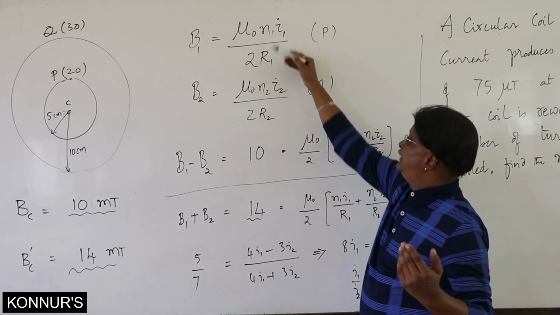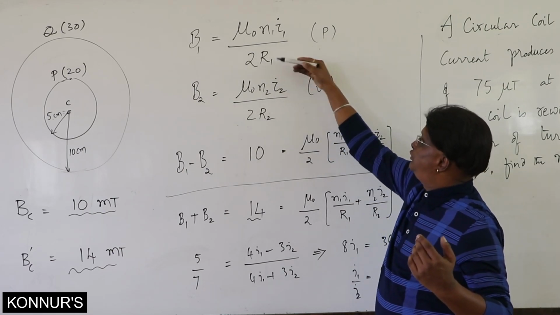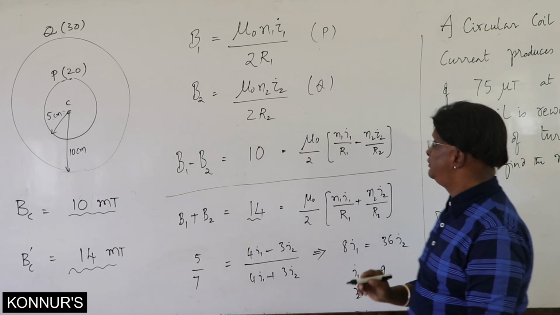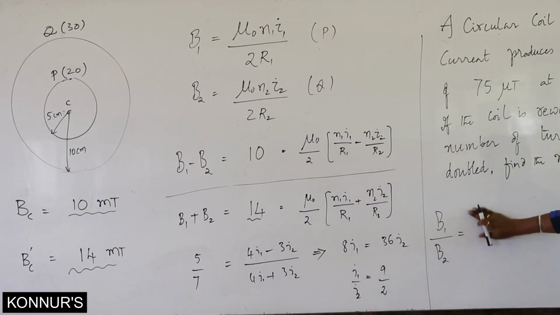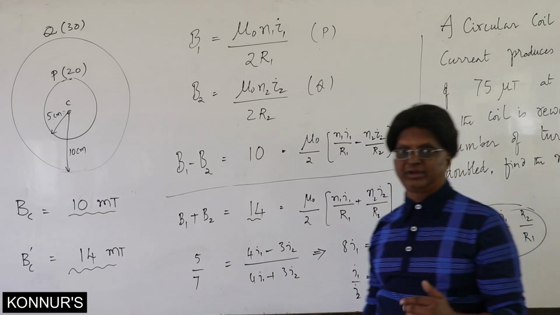Supposing N1, N2, I1, I2 are given, you will be asked the ratio of R1 by R2. Now you will see here, what is that B1 by B2 term you get? This is N1 by N2, I1 by I2, R2 by R1, right? Among these three, any two ratios are given and you are asked to find the third ratio, like that.